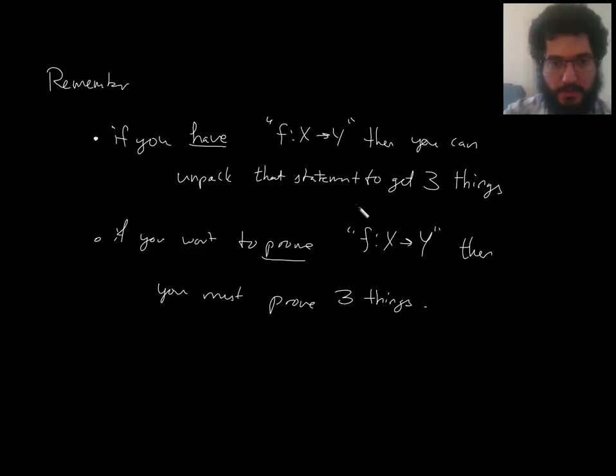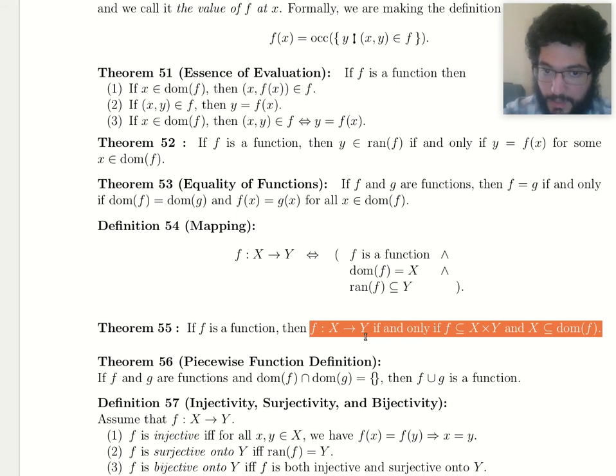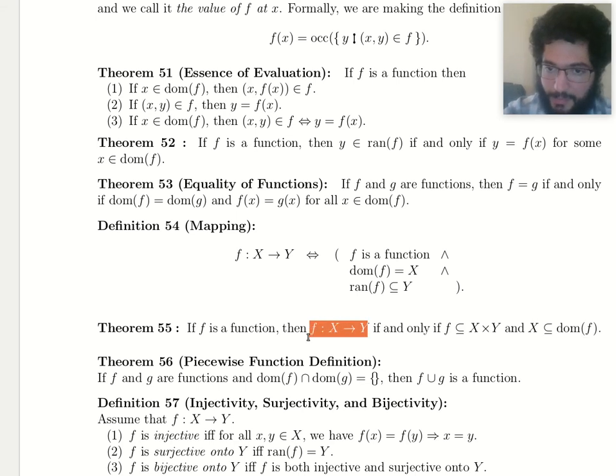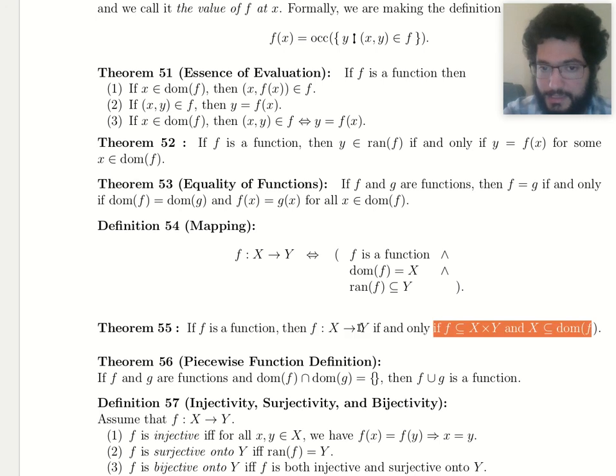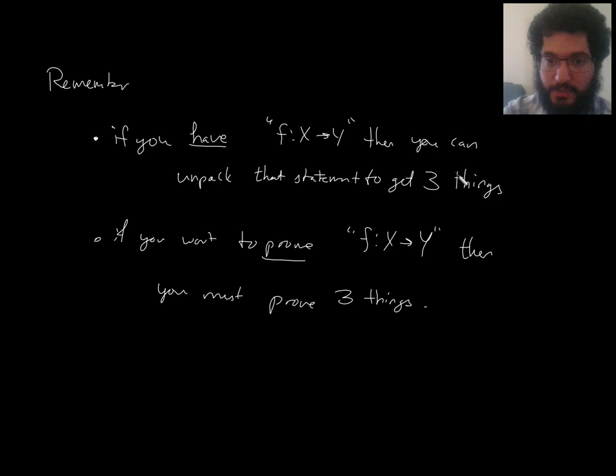Yeah, so where this advice applies is your homework here, for example, when you're proving this if and only if. For one direction of the if and only if, you'll be assuming this mapping statement, and then you have to prove these other things. For the other direction, you assume the other things, and then you have to prove the mapping statement. So when you're assuming the mapping statement, that's 3 things you get to use. When you're proving the mapping statement, that's 3 parts to your proof, the 3 things you have to prove.